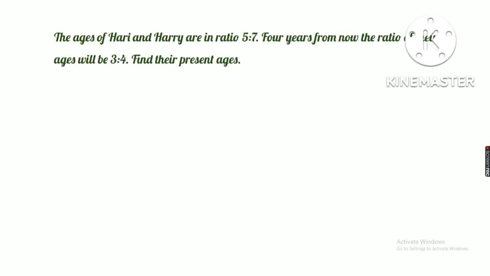Now next is our word problem. Let me read it for you. The ages of Hari and Harry are in ratio 5:7. 4 years from now, the ratio of their ages will be 3:4. Find their present ages.